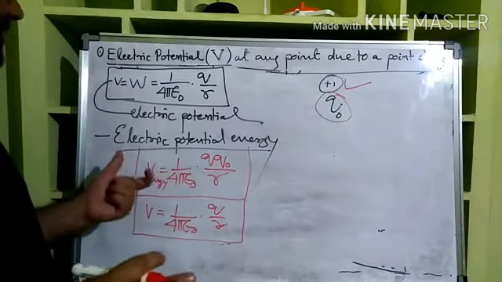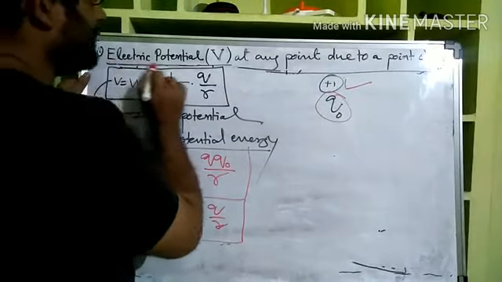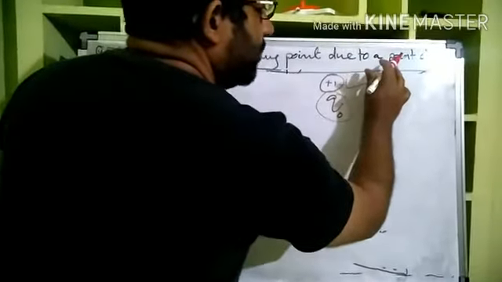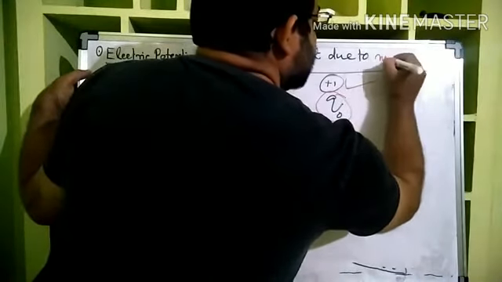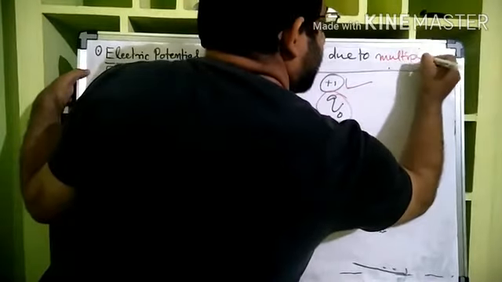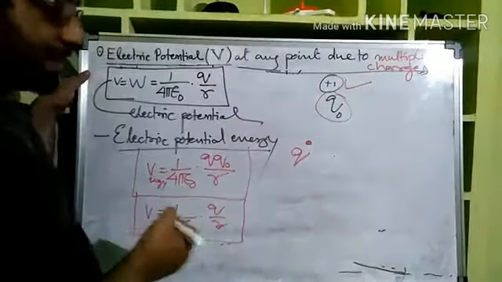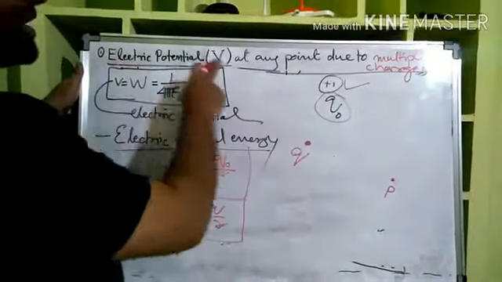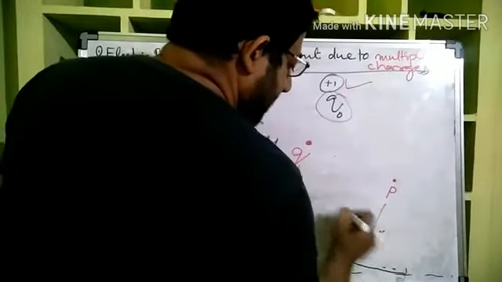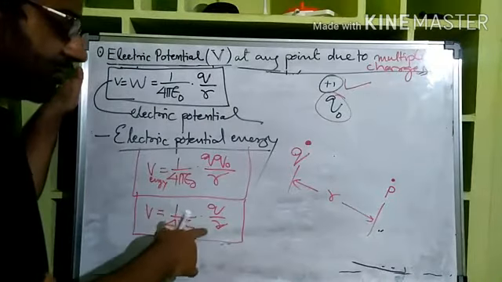Now related to this, one more concept is exactly similar, nothing new: electric potential at any point due to, instead of one point charge, multiple charges. Then what will happen? Let us say we have a charge q. Due to this, at point P, at a distance of r from it, the electric potential we are able to calculate now. That is equal to 1 by 4 pi epsilon naught q by r.